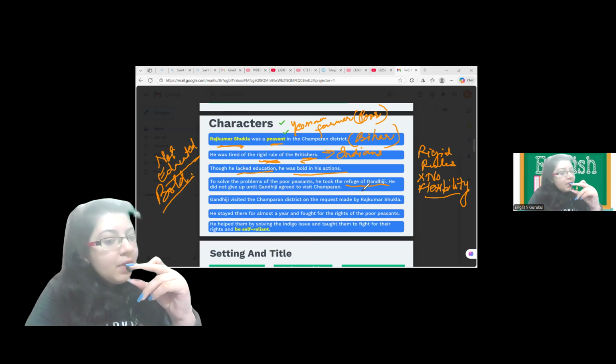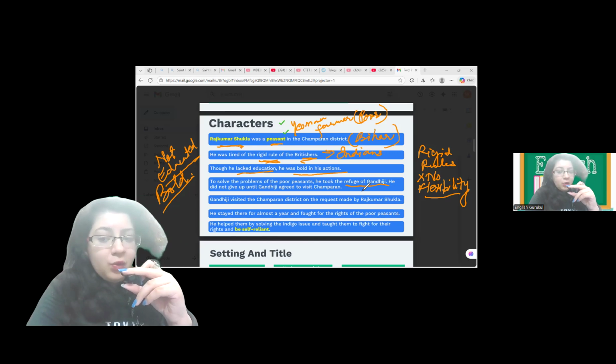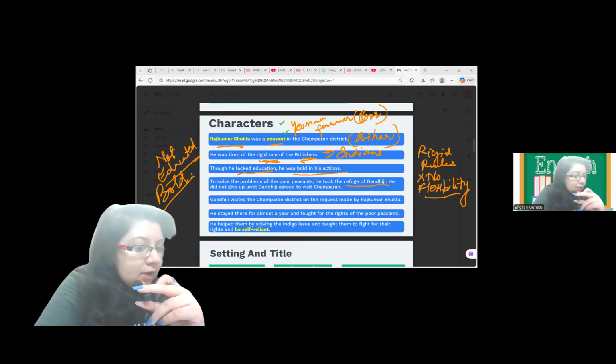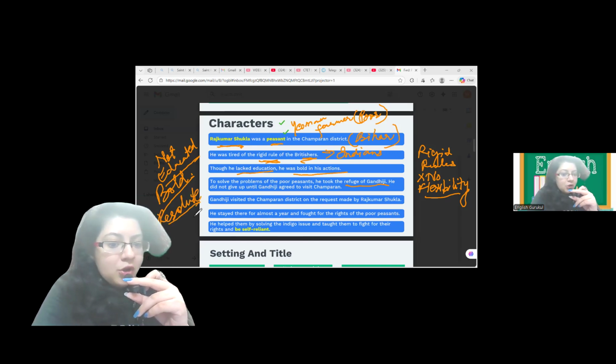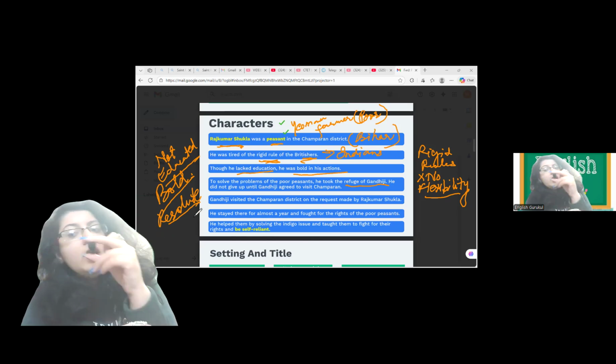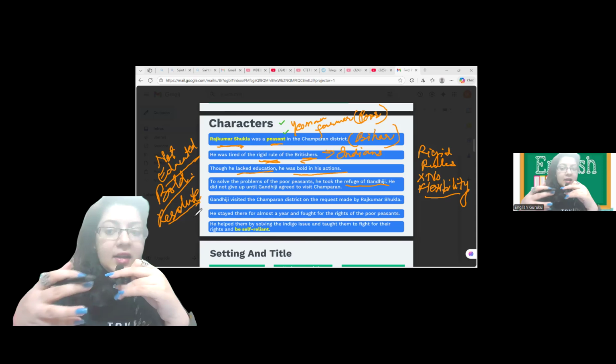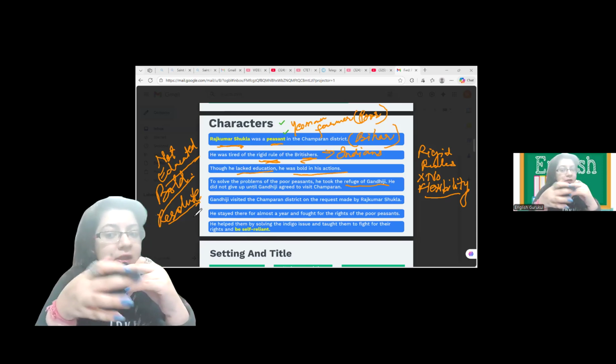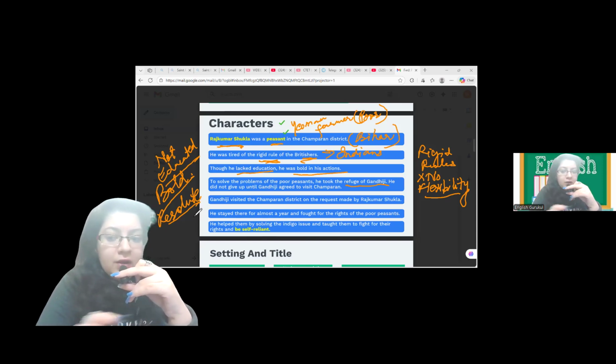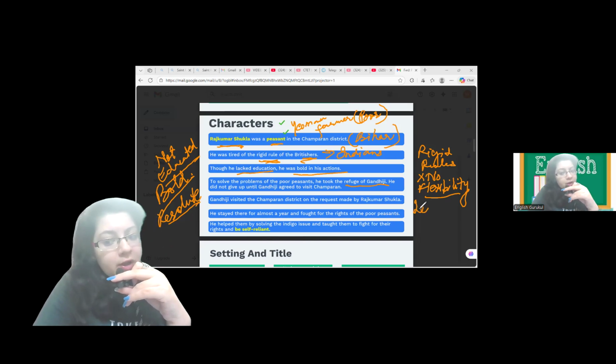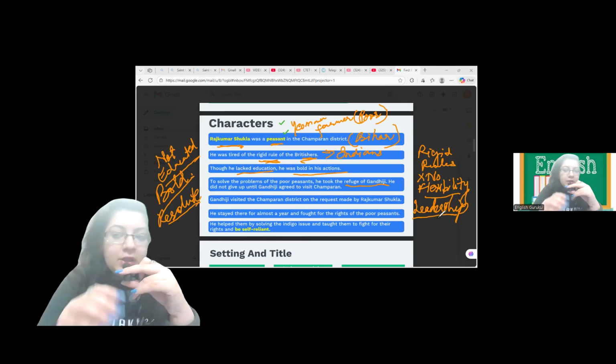He did not give up until Gandhiji agreed to visit Champaran, and he was so resolute. We can also say that he was resolute in his nature because he did not give up. He kept on following Gandhiji wherever he went, wherever he used to visit. He had this innate habit of visiting because he was a leader. We have also talked about the leadership quality; I've explained this in my previous lectures as well.